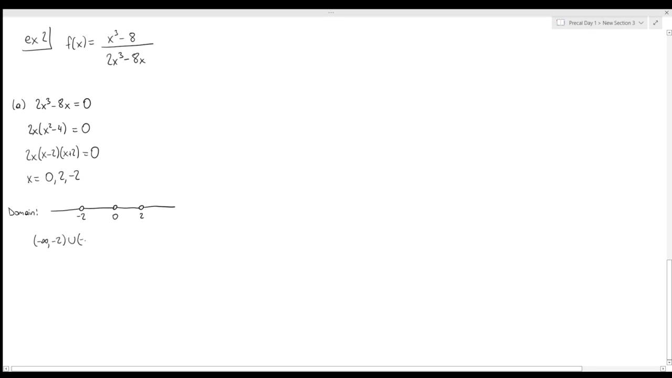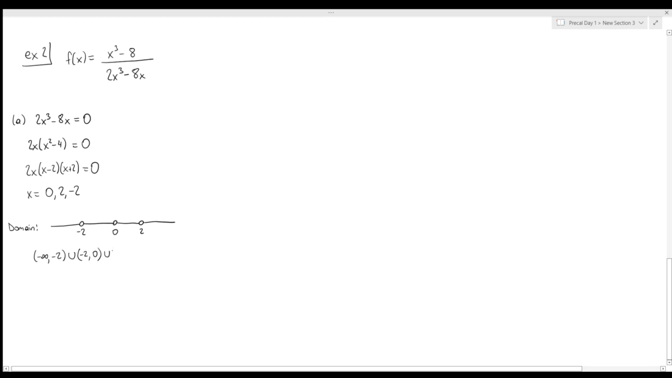So then as an interval, we would have that for the domain, okay? Or rather in interval notation, this would be the domain. Okay.